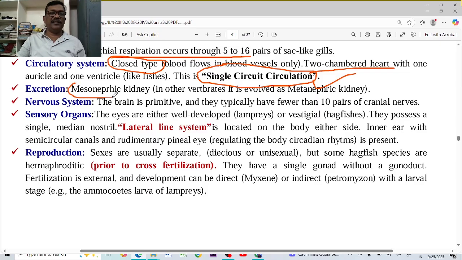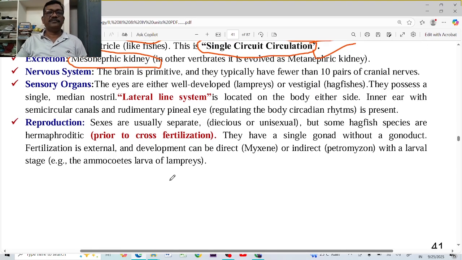Excretion, mesonephric kidney. In our body, vertebrates contain the metanephric kidney, but the surprising thing is we too have the mesonephric kidney during our embryonic development, but it is replaced by the metanephric kidney when we attain the adult stage.